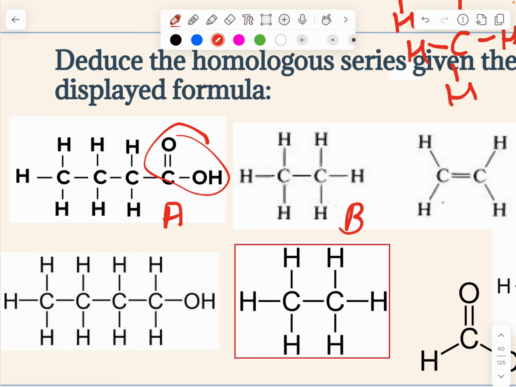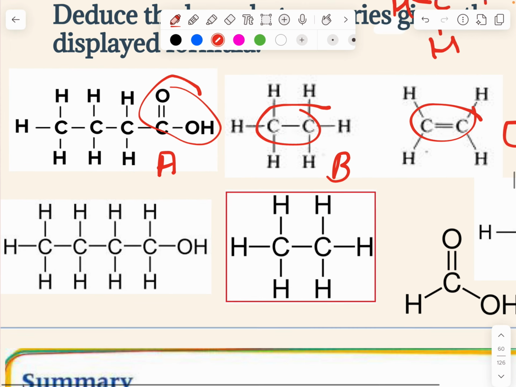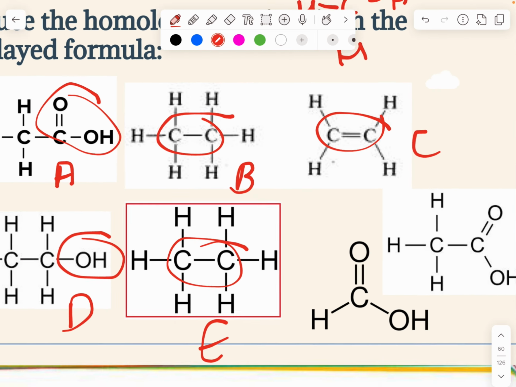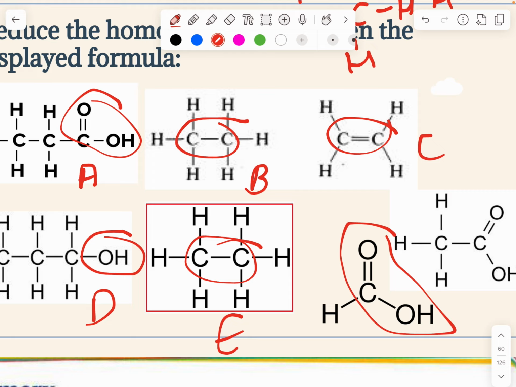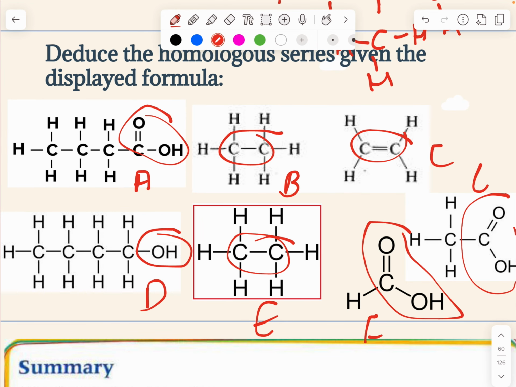B is alkane because of the C single bond C. C is alkene because of the C double bond C. D is alcohol because of the OH. E, alkane because of the C single bond C. This one here, we call this methanoic acid, very pretty. F is carboxylic acid, and G is carboxylic acid because of the COOH as well. So as you can see, a good way for you to identify the carboxylic acid is because of the C double bond O and the OH.